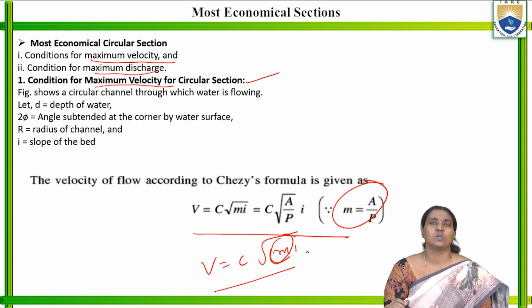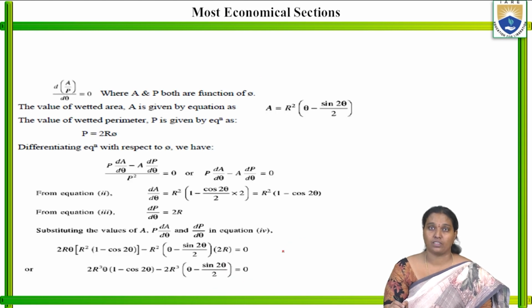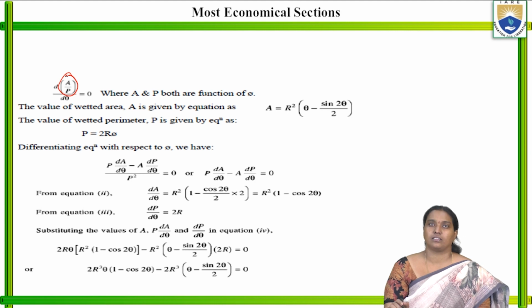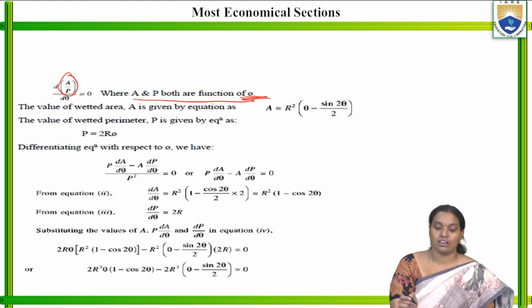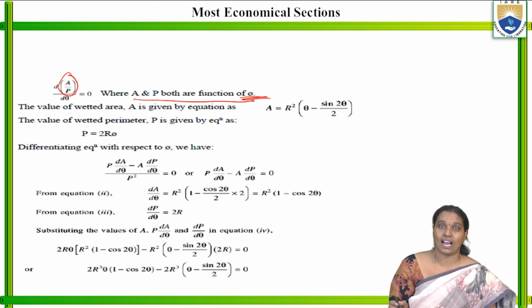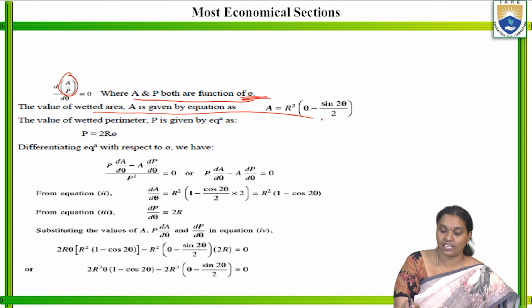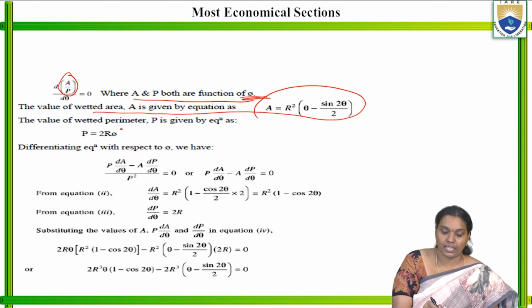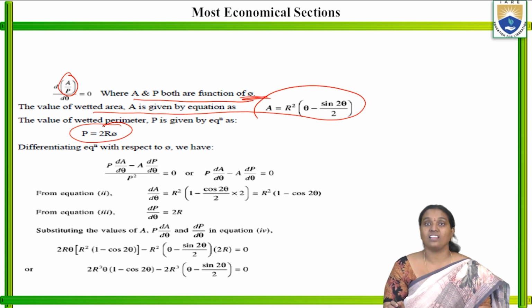Here V is equal to C root mi, where m is the hydraulic mean depth. With respect to theta, differentiate area by perimeter, d/dθ(A/P) is equal to 0. A and P are both functions of theta. The value of wetted perimeter P is given in the equation, and the value of wetted perimeter P is equal to 2Rθ.